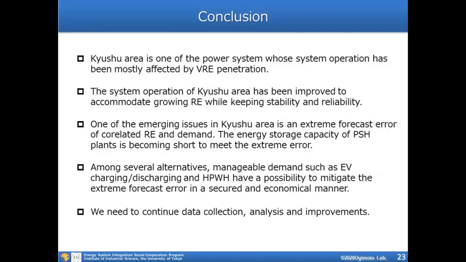Among several alternatives, manageable demand, such as EV charging, discharging, and heat pump water heater, have a possibility to mitigate the extreme forecast error in a secured and economical manner. We need to continue data collection, analysis, and improvements.